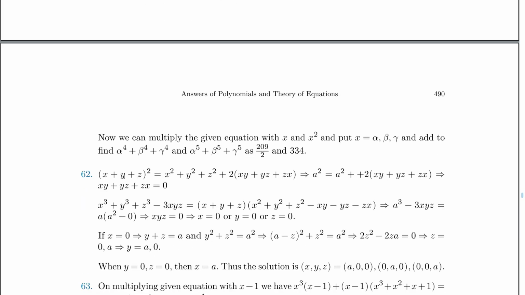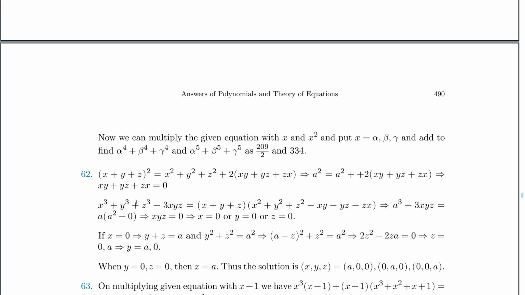So in this case, we have (x plus y plus z) whole square is equal to x square plus y square plus z square plus 2(xy plus yz plus zx). Now x plus y plus z is a, so the whole square is a square, and x square plus y square plus z square is also a square. That means there is an extra term here, so 2 into (xy plus yz plus zx) is equal to 0.